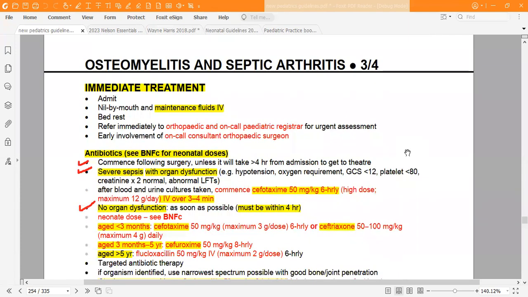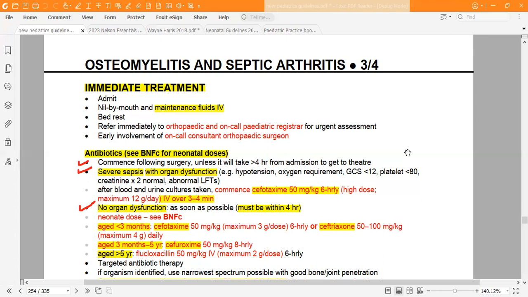What about the immediate treatment? If you have any case suggestive of osteomyelitis or septic arthritis, the first thing you do is admit this child. Nil by mouth and maintenance IV fluid. Bed rest, and refer immediately to orthopedics and the on-call pediatric registrar for urgent assessment. So: admission, nil by mouth, complete bed rest, and refer immediately to the orthopedic or on-call pediatric registrar for urgent assessment. Early involvement of the on-call consultant orthopedic surgeon.